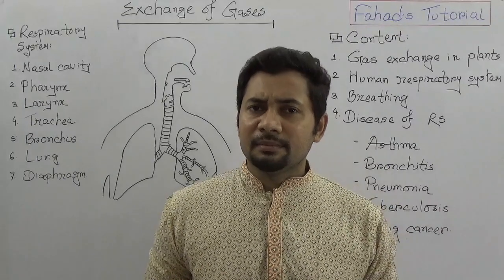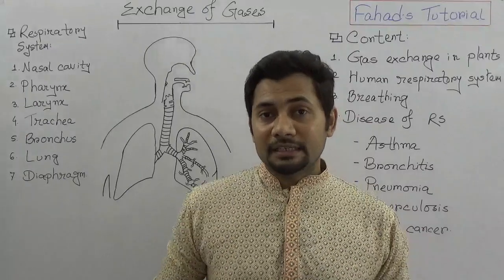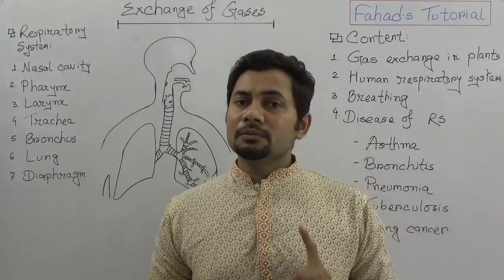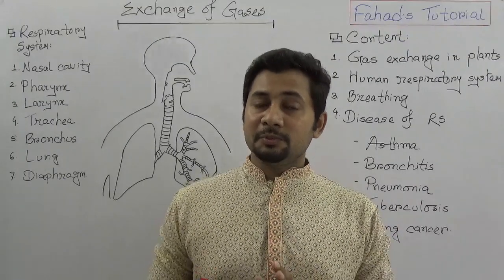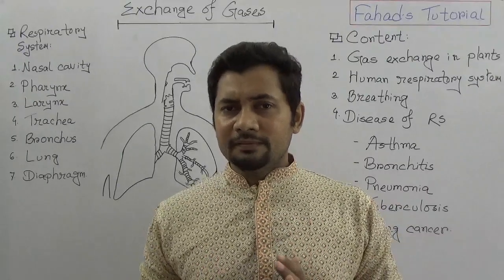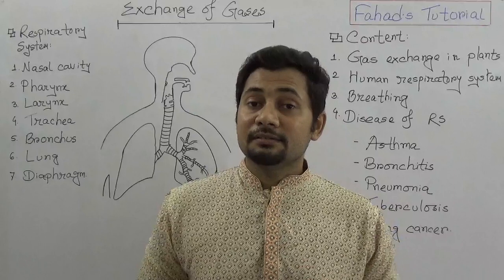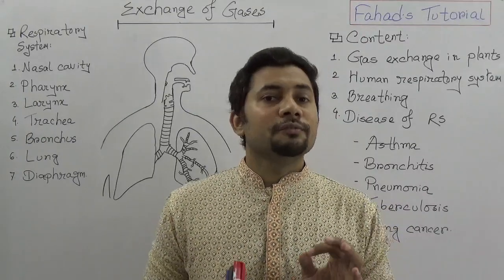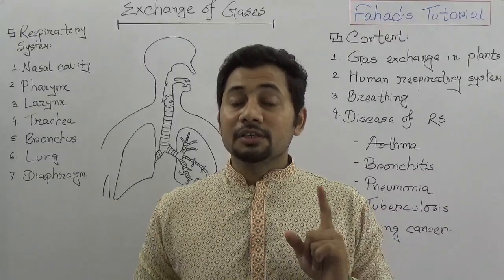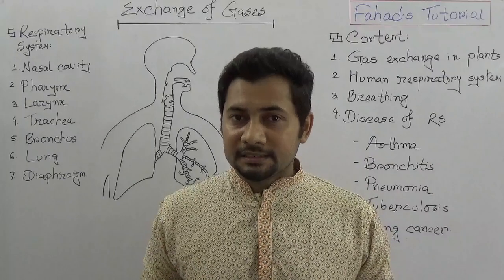Previously, you have studied about the cells, tissues, cell divisions, bioenergetics, and then transport in organisms. So those who already studied transport in organisms, you have some ideas about the heart, blood vessels, blood, the functions of blood, and how this circulatory system works. If you understand that system, now it's time to think about the human respiratory system as well as gas exchange in plants.